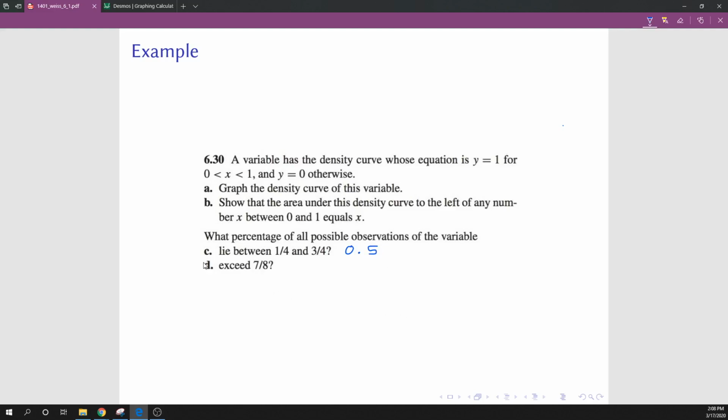All right, the next question is what percentage of all possible observations of the variable exceed 7/8? And so what we would do is, again, we're looking at this density function. And we know it starts at 0 and goes to 1, like this. And so 7/8 would be somewhere here to the left of 1. And so what we would do is find the area of this shaded region, like that.